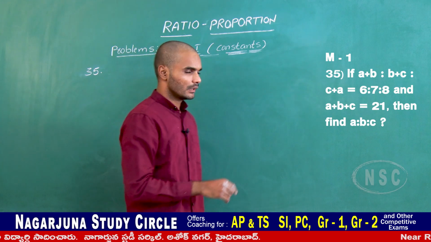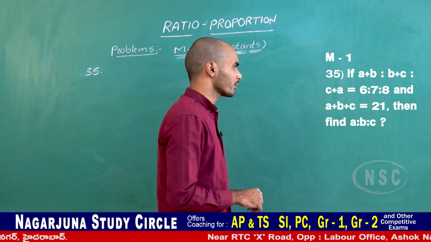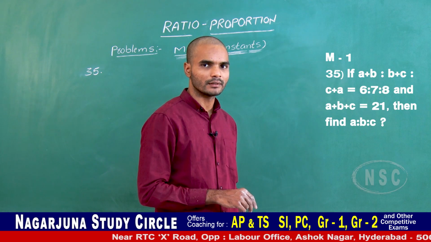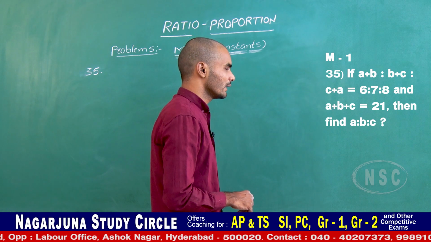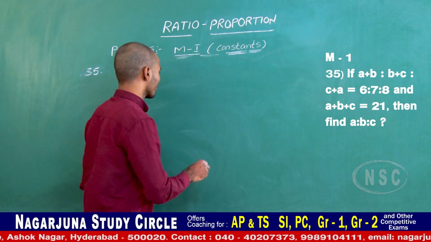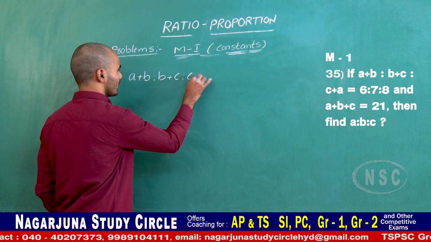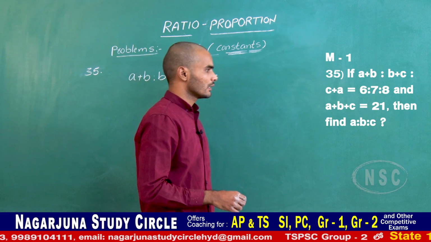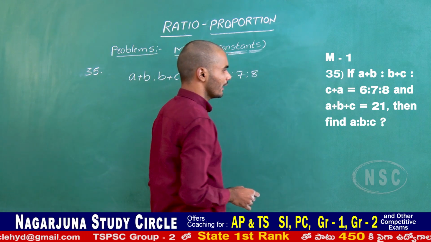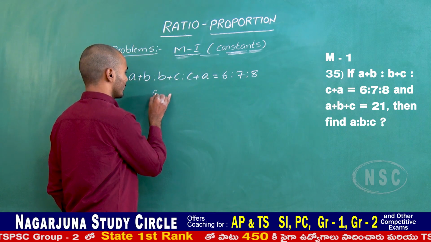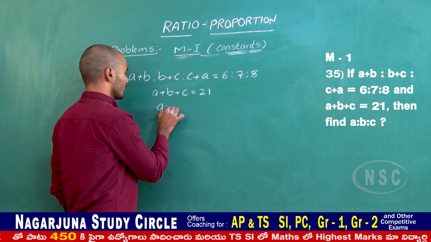Question number 35. The given question is A plus B is to B plus C is to C plus A is equal to 6 is to 7 is to 8, and A plus B plus C is equal to 21. Then find A is to B is to C.